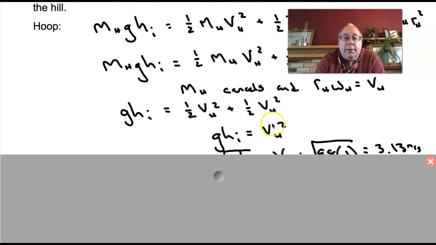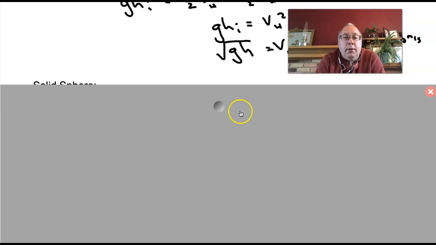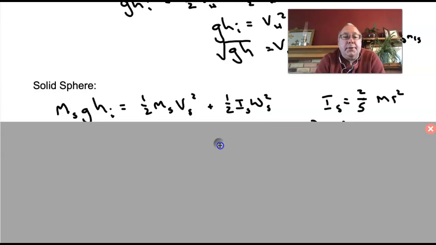And so you add those together and it's just 1, right? So we just have v squared equals gh, and we can see that if we substitute 9.8, and the height of the ramp is 1 meter, we get a velocity of the hoop at the bottom of 3.13 meters per second.